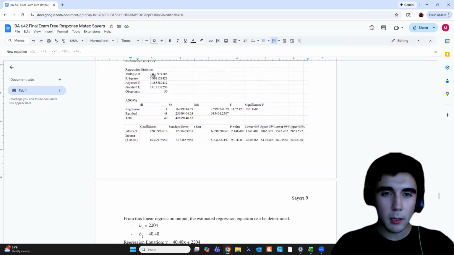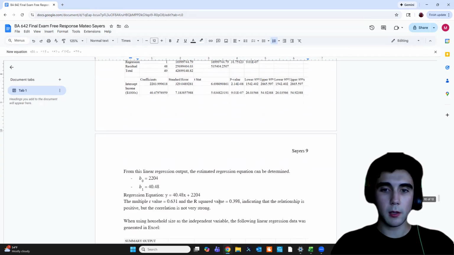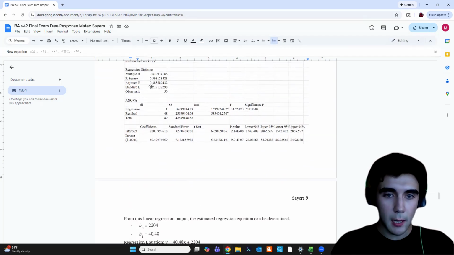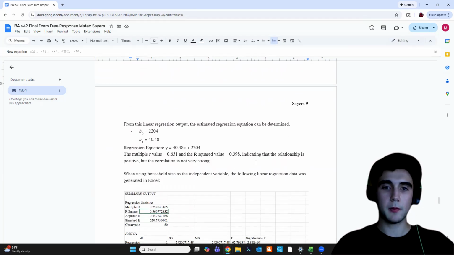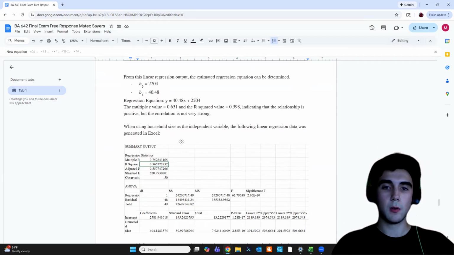The multiple R value is 0.631. This can be seen right here. And the R squared value is 0.398, as can be seen right here, indicating that the relationship is positive, but the correlation is not very strong. We know it's positive since the R value is 0.631, but the R squared value of 0.398 isn't too strong of a correlation, so that's not the best predictor.